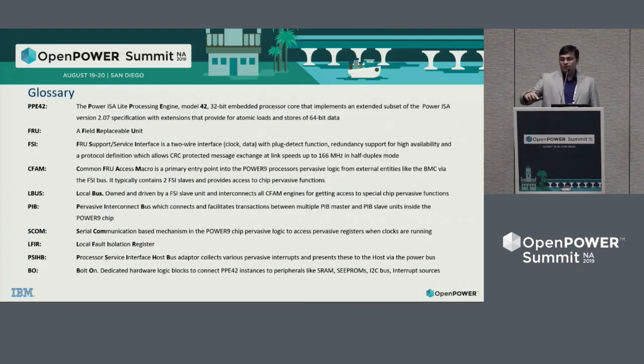This is some of the glossary for the hardware items that I had on the charts. And I think that's all I had. Any questions? What bus is used to trigger the slave SBE?